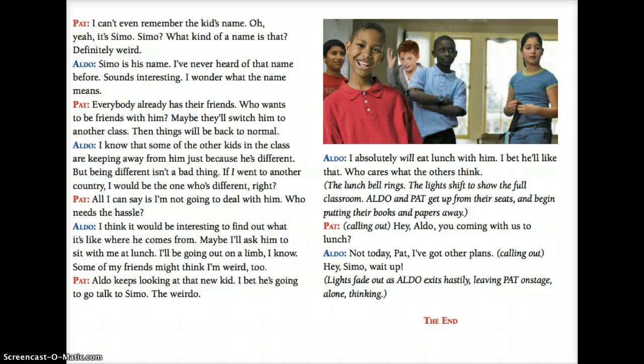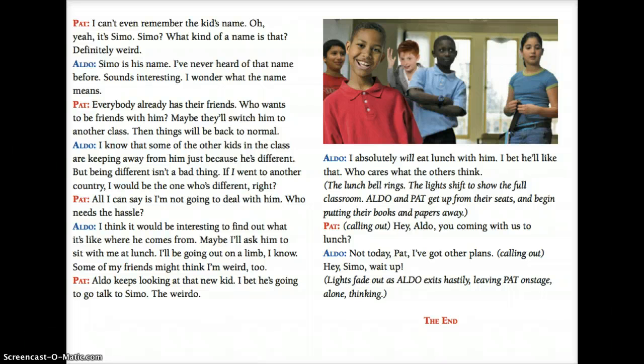Aldo: I know that some of the other kids in the class are keeping away from him just because he's different. But being different isn't a bad thing. If I went to another country, I would be the one who's different, right? Pat: All I can say is I'm not going to deal with him. Who needs the hassle?